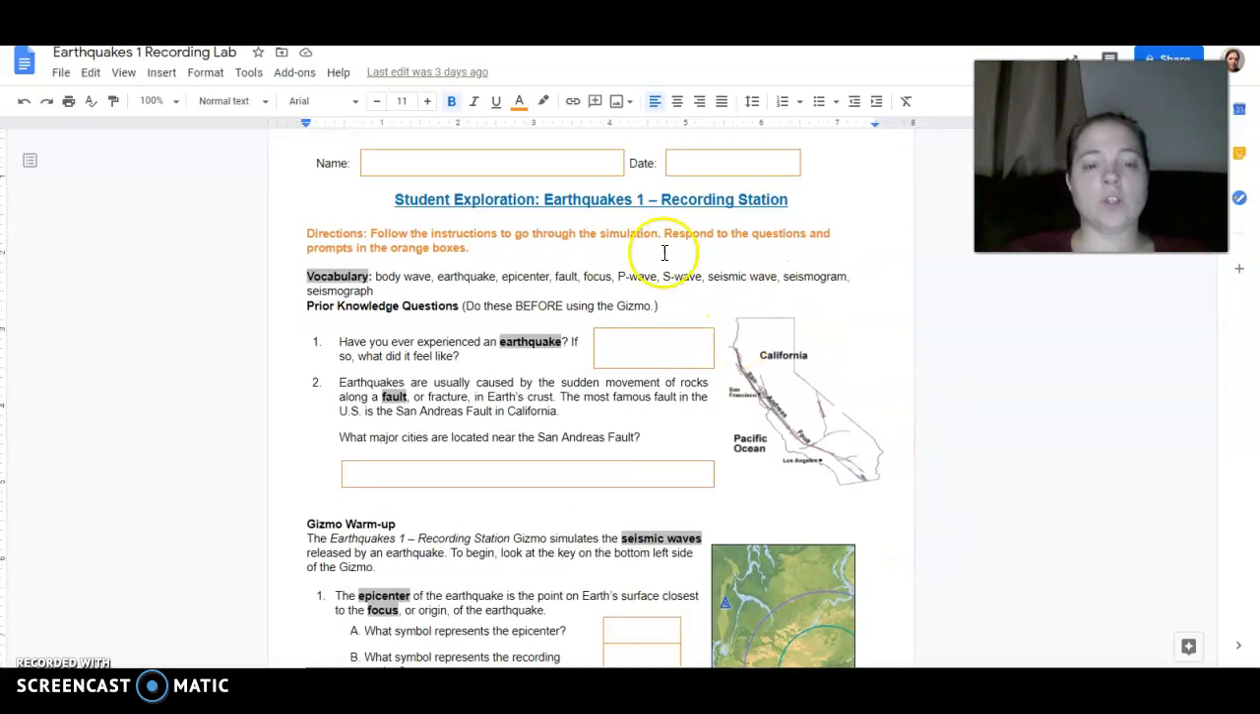So first things first, you are going to write in everything that has the orange boxes. Do not forget your name. You don't put your name, you get 10 points taken off. So you'll only get a 90 if you finish everything and you forget your name. So your name needs to be on this.